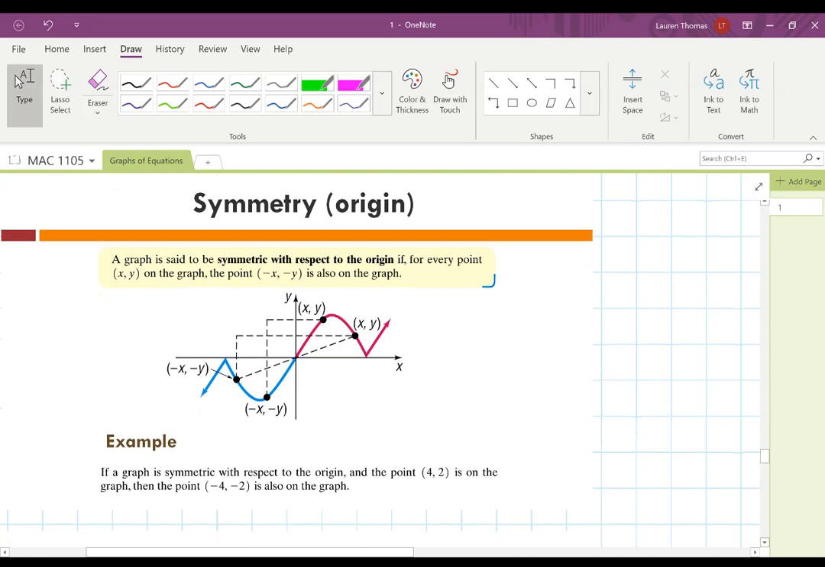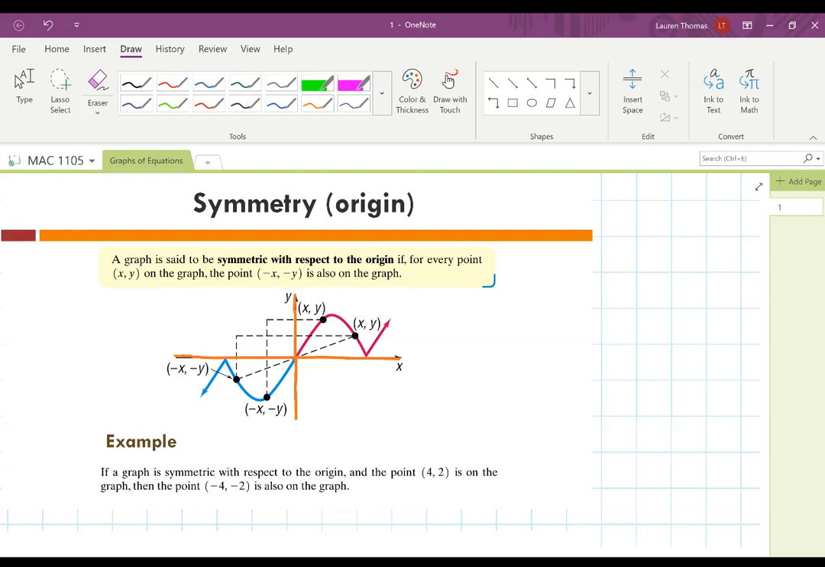This definition says a graph is said to be symmetric with respect to the origin if for every point (x, y) on the graph, the point (-x, -y) is also on the graph. This time, it's like your graph makes two folds. It folds itself along the y-axis, and it also folds itself along the x-axis. If you can make both of those folds and your graph is still symmetric, you can say your graph is symmetric with respect to the origin.